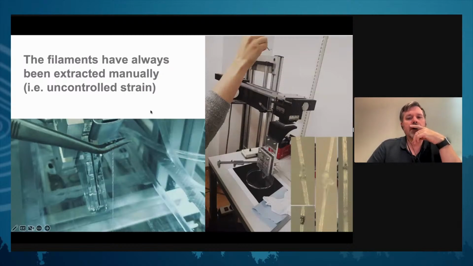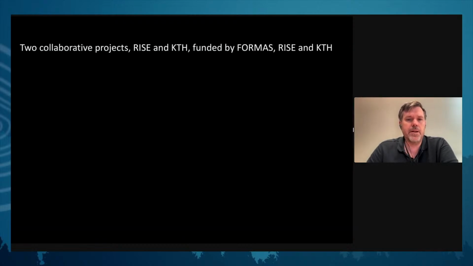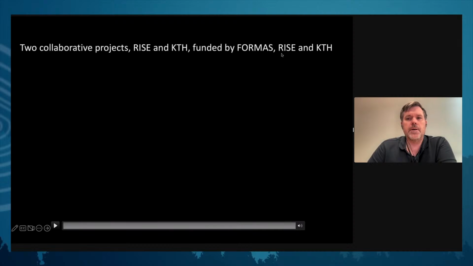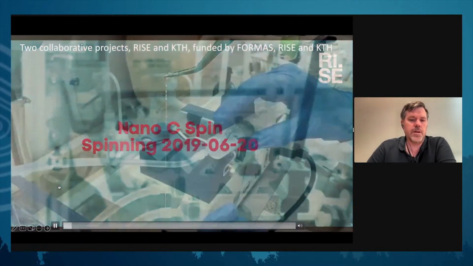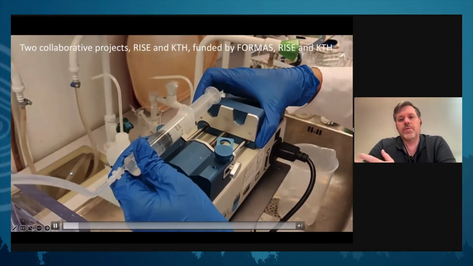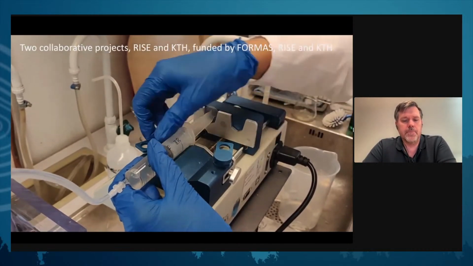But why end up in this? If we want to go faster, you need to take what you know and apply it in a setting that allows continuous processing and preferably upscaling and speed. Otherwise, it will never leave the lab. So we have two collaborative projects, KTH and RISE. The first was a KTH project funded by Formas, and the second was funded by RISE and KTH. And this is called NanoC-Spin, which was done at RISE. And this is then the resulting upscaled capability.